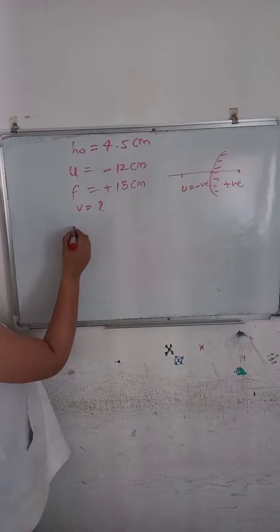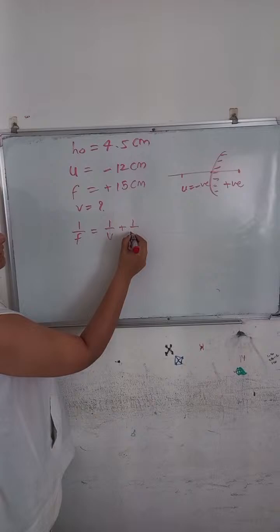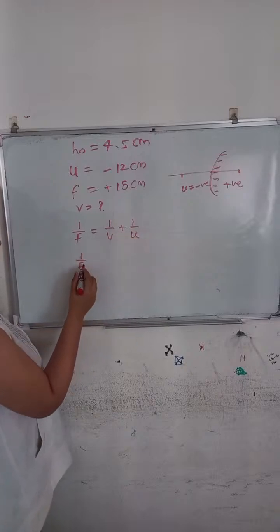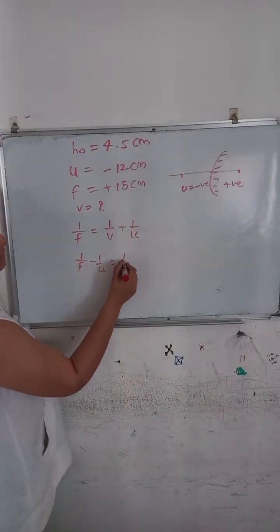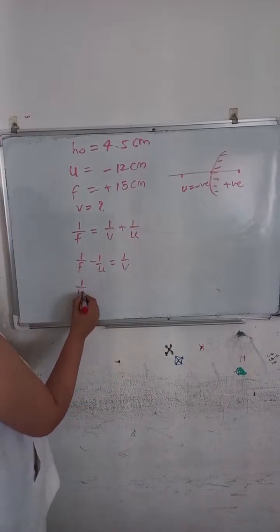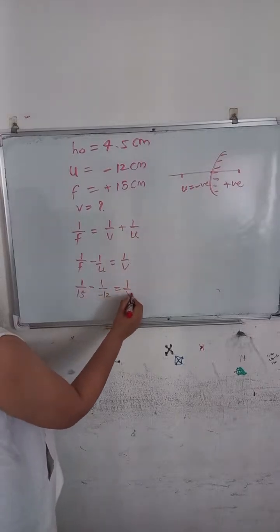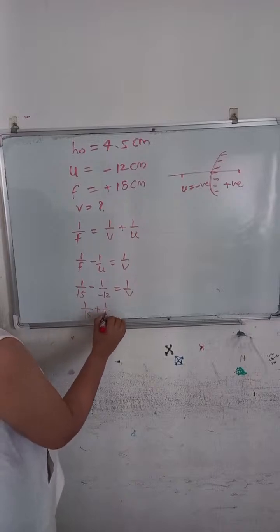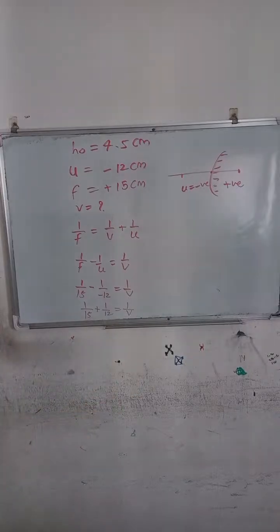So by using the mirror formula, we can write 1 by F is equal to 1 by V plus 1 upon U. We know the focal length and U, so we can find V. Transposing 1 by U over here, it will become minus, this is 1 by V. So 1 by F is nothing but 1 by 15 minus U, and U is also minus 12. So minus minus plus, 1 upon 15 plus 1 upon 12 is equal to 1 by V. Now find out the answer, how much will it come?